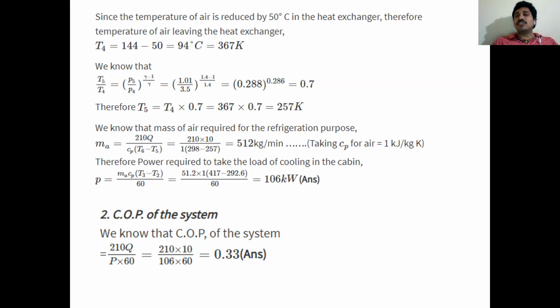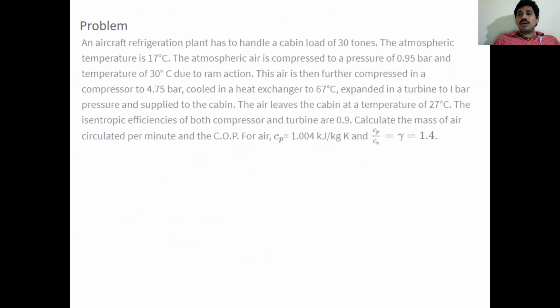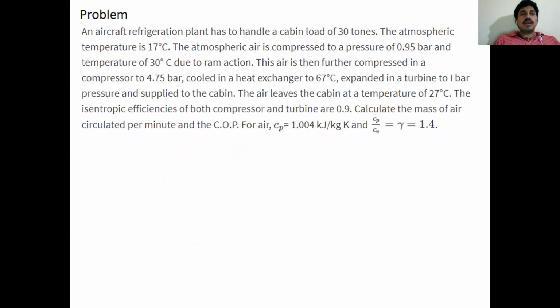So like this we can solve an ideal problem for an air refrigeration cycle without evaporative cooling. One more problem we'll see now, which is based on the actual cycle. See all of you, an aircraft refrigeration plant has to handle a cabin load of 30 tons. 30 tons means nothing but 30 TR.